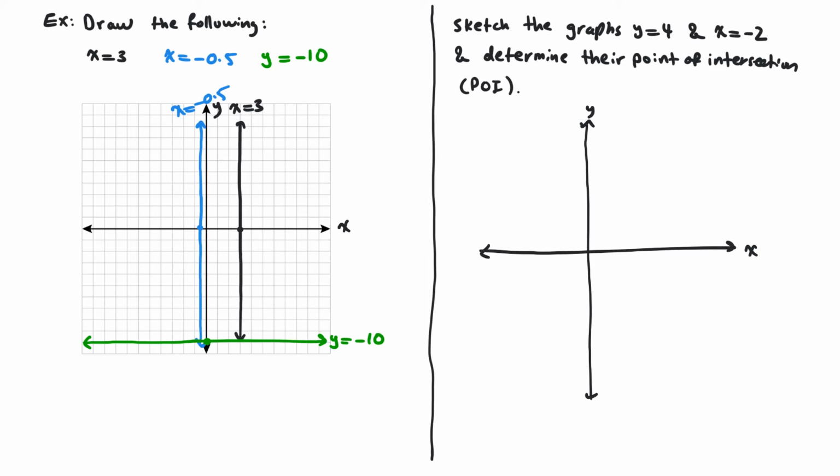And we are going to sketch the graph of y is equal to 4 and x is equal to negative 2, and then determine where they intersect. So we're also determining the point of intersection.